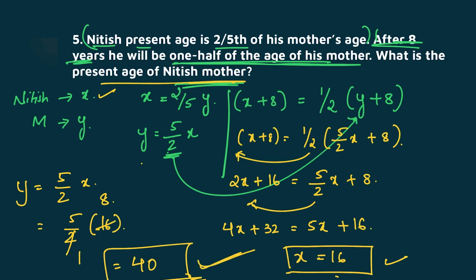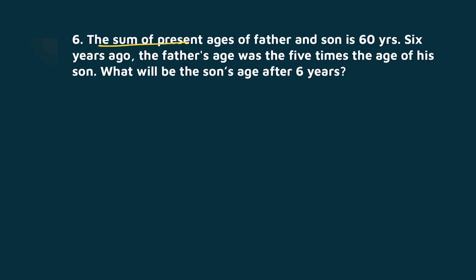So ages are problems where you can solve without remembering any kind of formula. Just go through the question, form an equation, and you can solve it very easily. The sum of present ages of father and son is 60 years. 6 years ago, the father's age was 5 times the age of his son. What will be the son's age after 6 years?